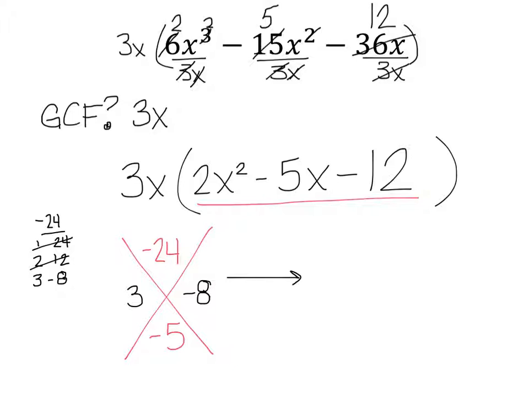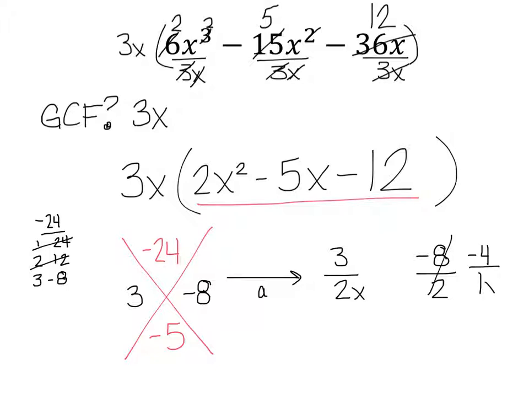Now I go over to my fractions. Got 3 and negative 8. What goes in the bottom? Our A value, which is 2. Can we reduce one of those? Yes, we got negative 4 over 1.